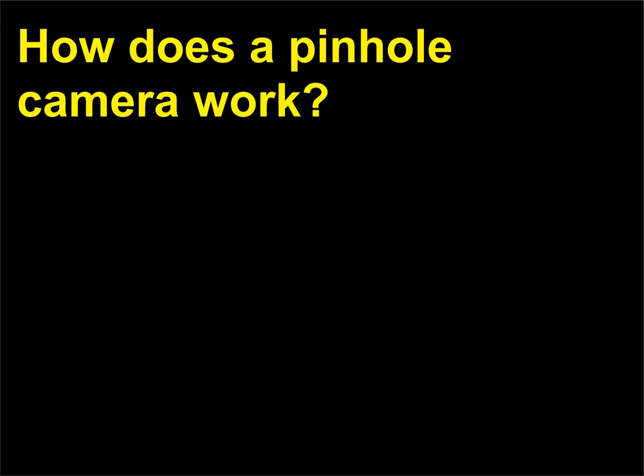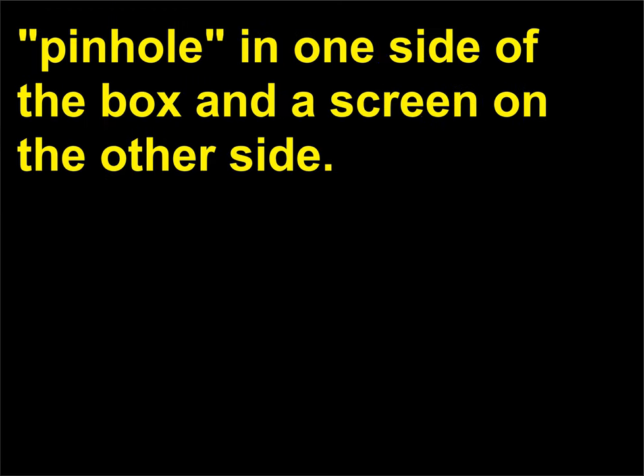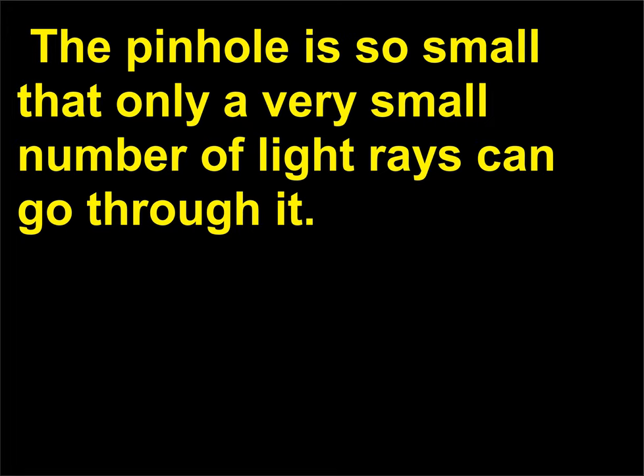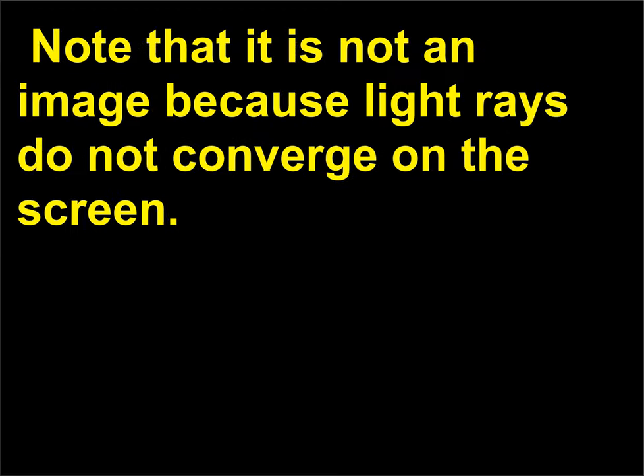How does a pinhole camera work? A pinhole camera is typically made from a box with a small pinhole in one side of the box and a screen on the other side. The pinhole is so small that only a very small number of light rays can go through it. The diagram on page 211 shows how a pinhole creates a reproduction of the object on the screen. Note that it is not an image because light rays do not converge on the screen.